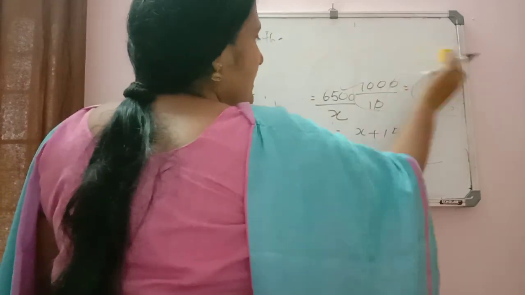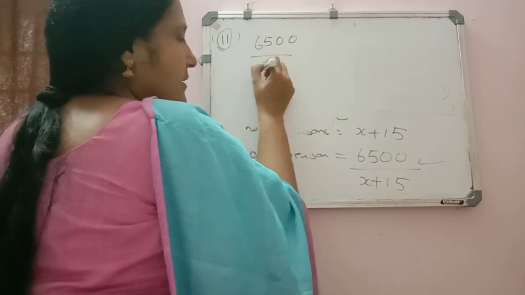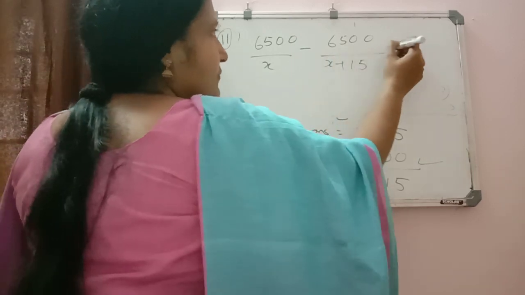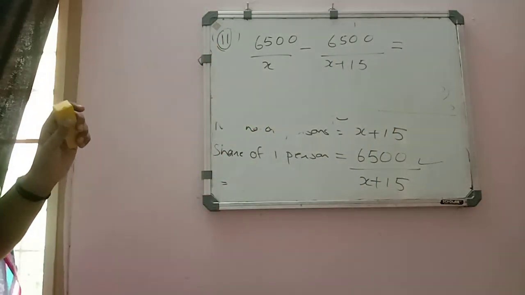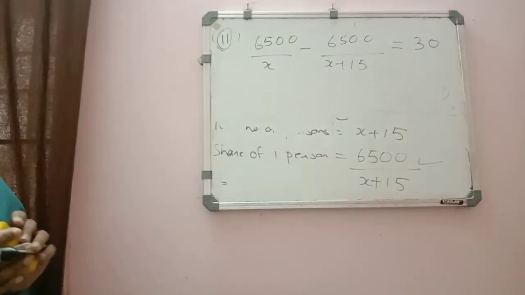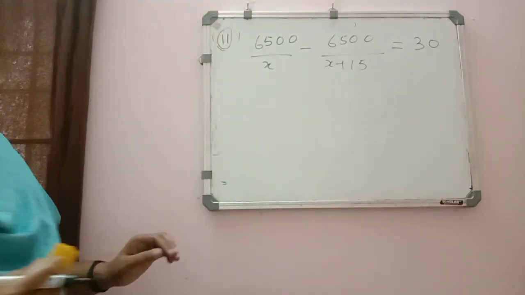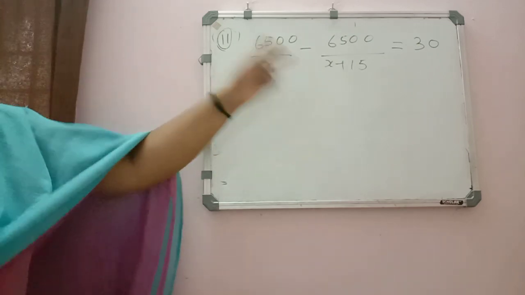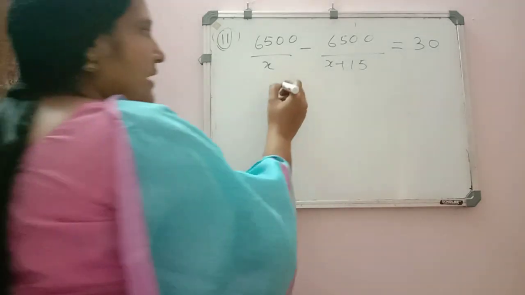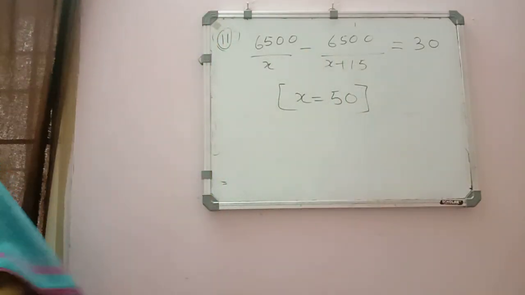So we'll write down 6,500 by x minus 6,500 by x plus 15 is equal to, how much difference is there? 30 rupees. Each would have got 30 rupees less. I hope the method is clear to you. Now you can solve this question. So many questions we discussed of this type, so I am not going to solve it. You can solve by yourself, and at last you can check the value of x is equal to 50. At last write down the answer statement.